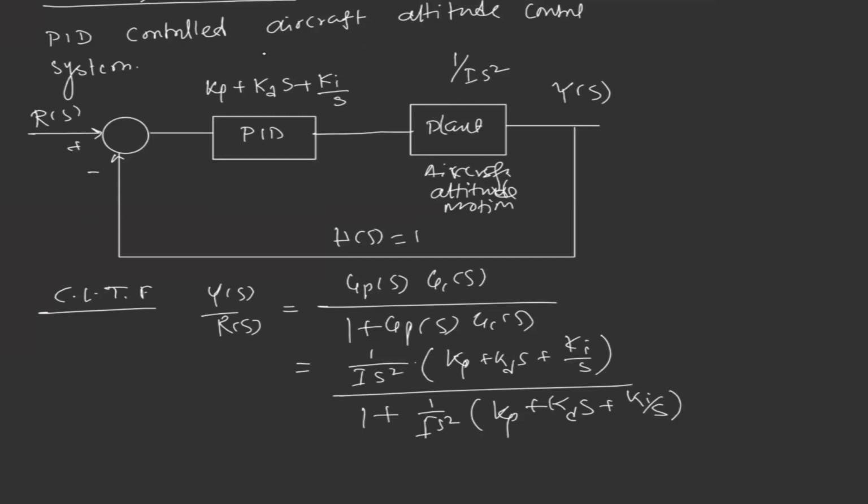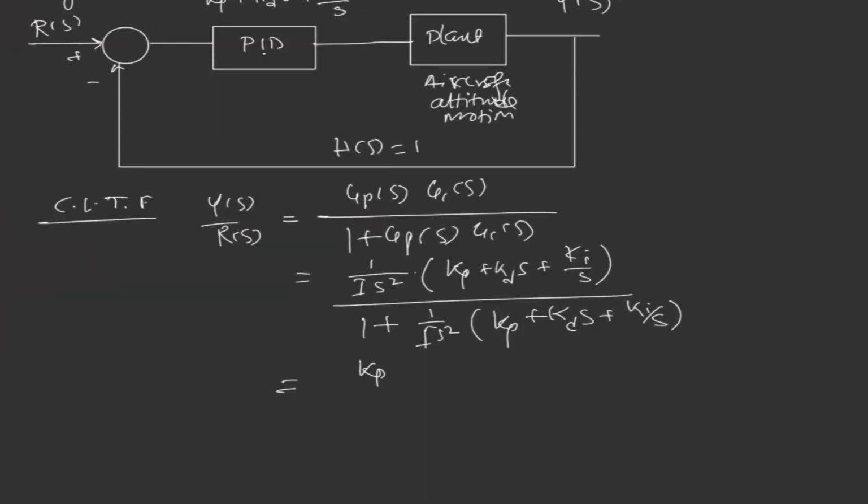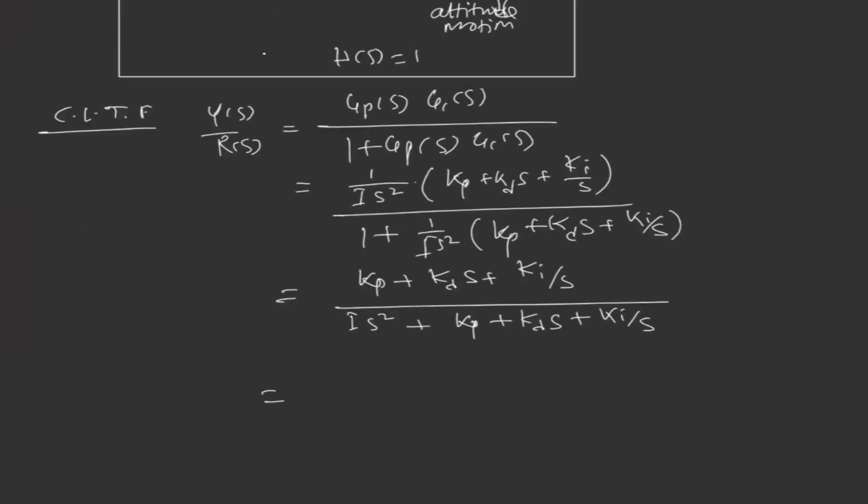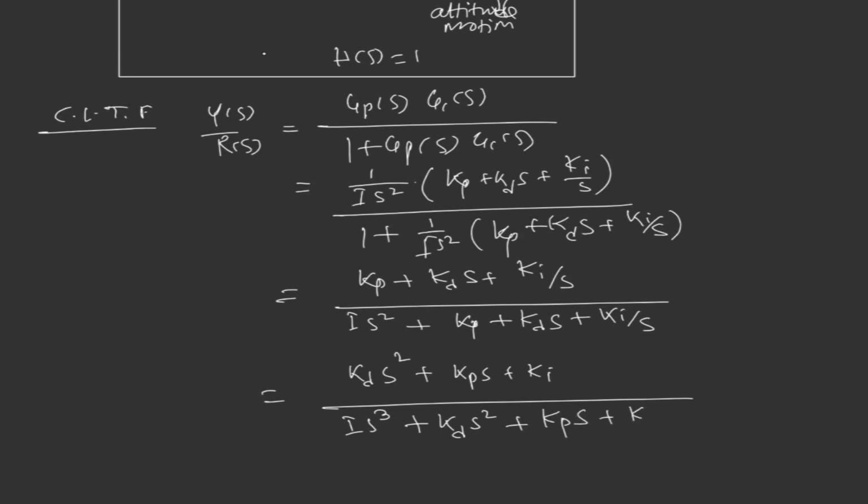And if you simplify this expression, we'll have Kp plus Kds plus Ki by S divided by I s square plus Kp plus Kds plus Ki by S. If you further simplify this expression, we can get Kd s squared plus Kp s plus Ki divided by I s cubed plus Kd s square plus Kp s plus Ki.